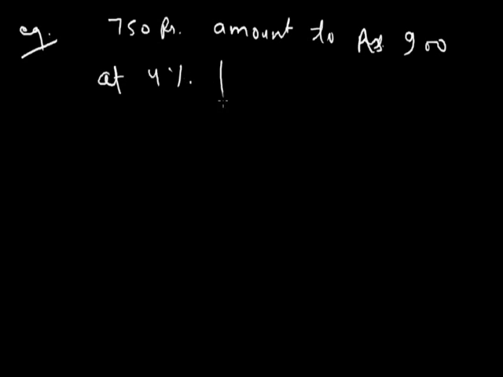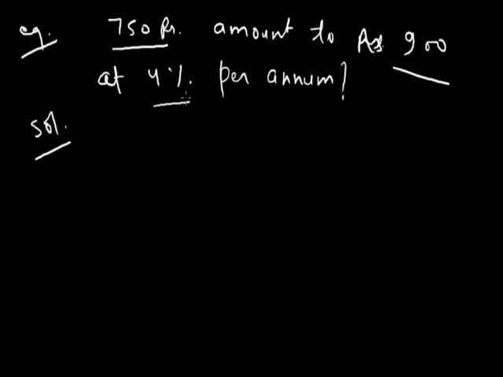In how many years will rupees 750 amount to rupees 900 at 4% per annum? Now you can see that in this question we have been given the principal, the amount, and also the rate of interest. We have to find out the time period of the loan.